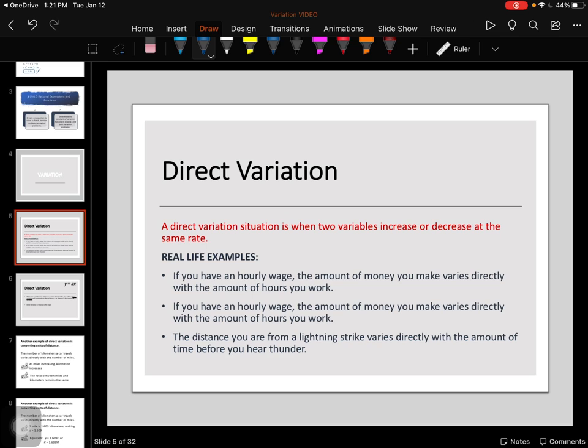Oh, it's the same thing twice. Sorry, see that? You don't need that. The distance you are from a lightning strike varies directly with the amount of time before you hear thunder. So if you're closer to a lightning strike, then the amount of time will be lower. So since they're both, as you're closer, you're lower, they have a direct relationship together.